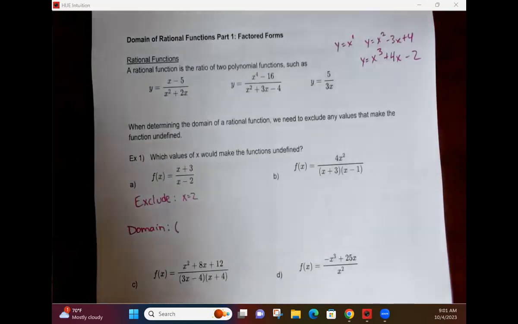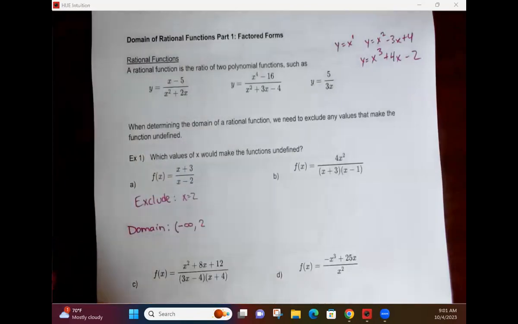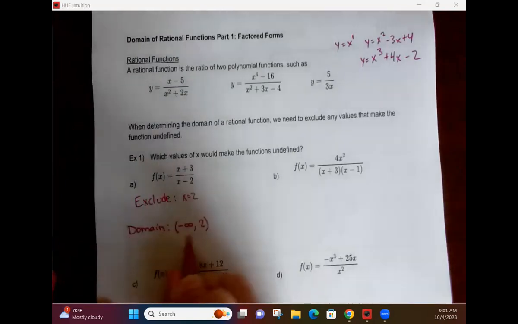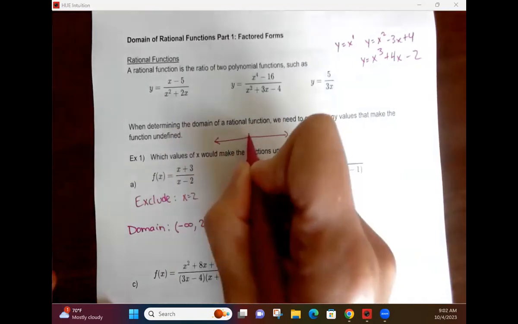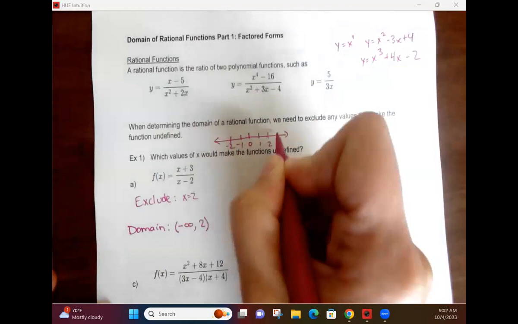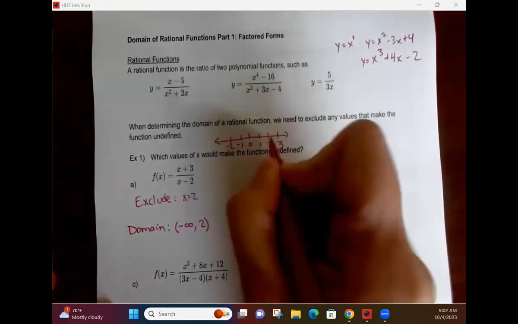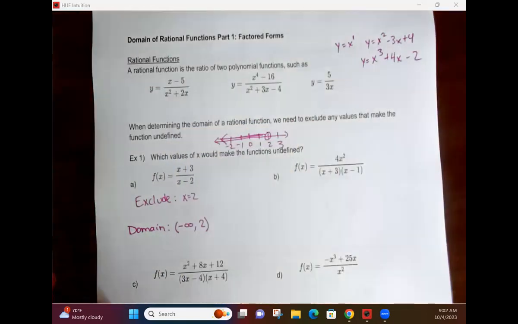I'm going to use interval notation for today. So -infinity up to 2. Since I cannot include 2, we'll do a parenthesis. So this would be everything smaller than 2. If I thought about this on a number line way back to the beginning, this would tell me, hey, anything smaller than 2 is fair game.